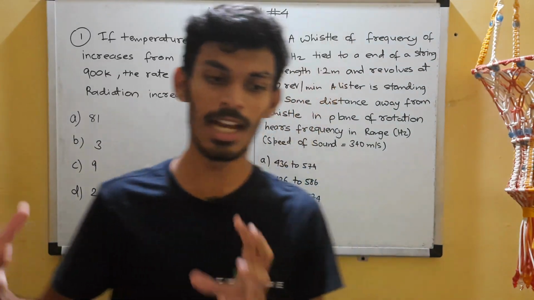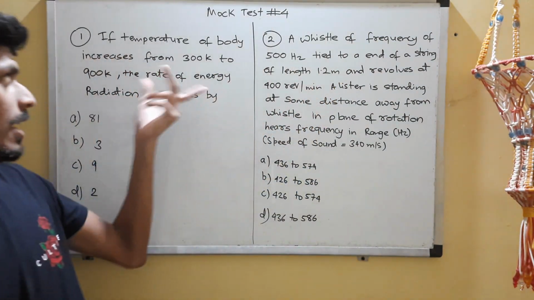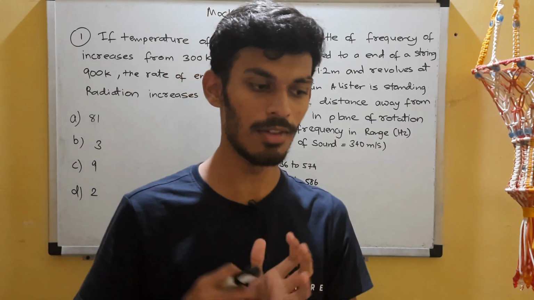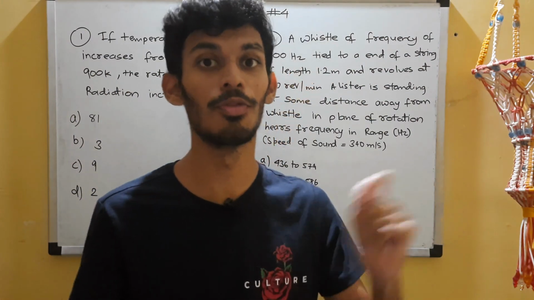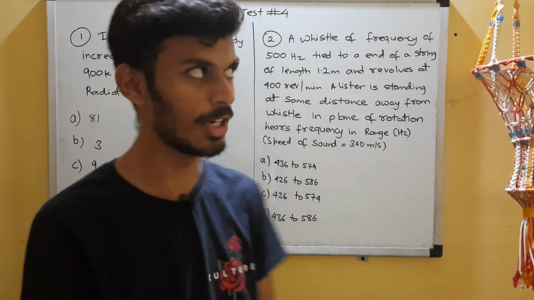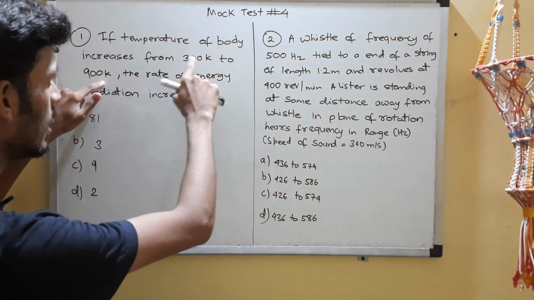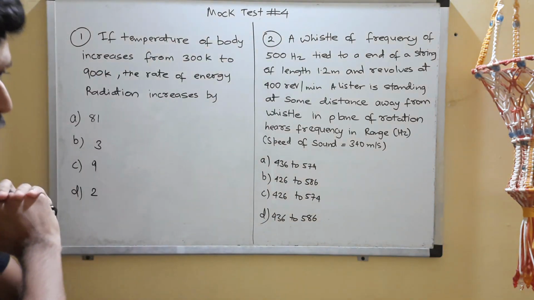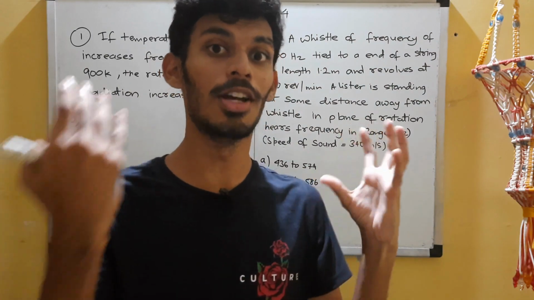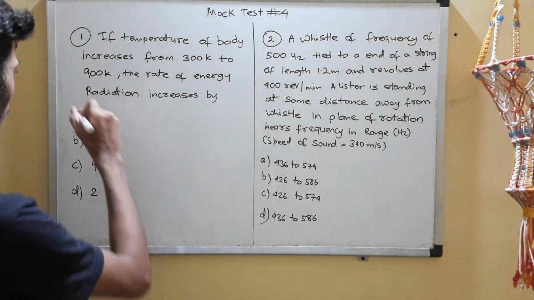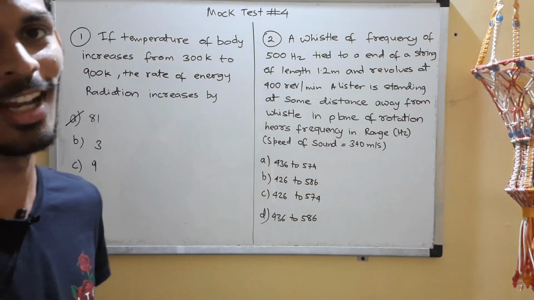Stephen's law basically says that the power radiated, which is a rate of energy in this case, is directly proportional to the fourth power of absolute temperature, right? So temperature, if you see, becomes 3 times. 300 3s are 900. So power will become 3 to the power 4, which is 81. Okay, so option A, 81 is the correct choice over here.